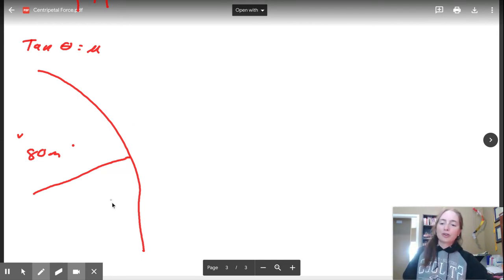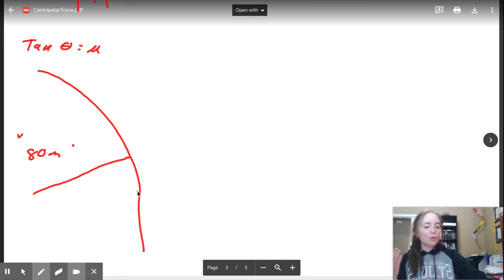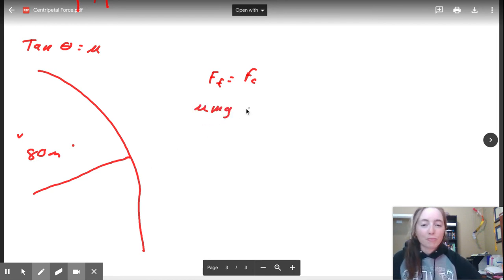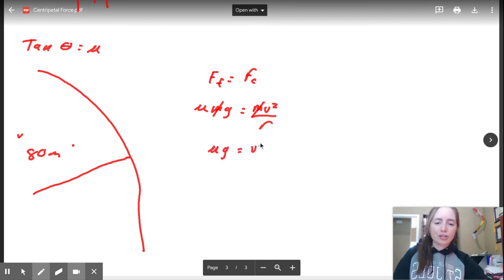Now we've got our radius of 80 meters. We know what mu is. Well, what's our speed limit going to be? How fast can you actually go? With that, the same thing, your Ff is going to equal your Fc. Just like we did up above, our mu mg is then going to equal our mv squared over r. We cancel m just like we did previously. Our mu g is going to equal our v squared over r.